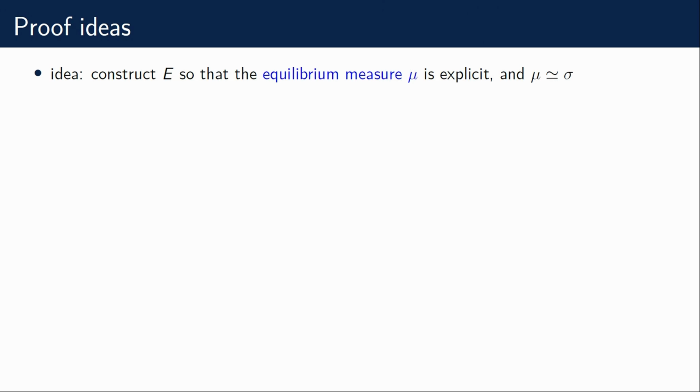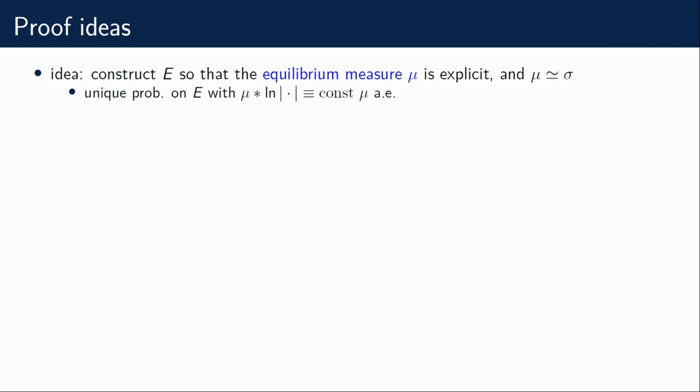I can't really talk about the proof too much, but I'll mention just some ideas. I know some people are not experts, but there are experts. You can feel free to tune this out. That's totally fine. The main idea is you want to construct a set E so that this object called the equilibrium measure, mu, is both explicit and uniformly comparable to surface measure.